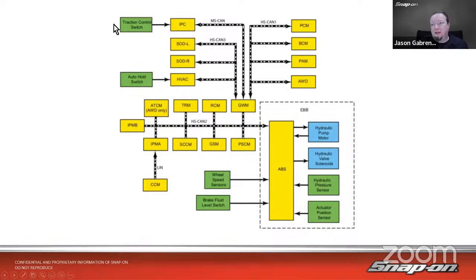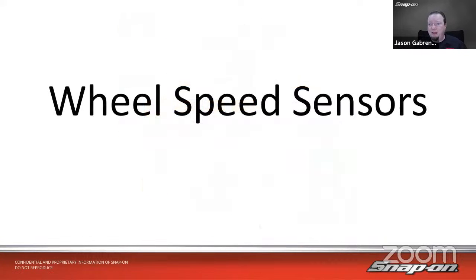And things like the different switches go in, instrument cluster, HVAC is part of this. Gateway module, ABS module itself. We have the hydraulic pump motor, hydraulic valve solenoids, hydraulic pressure sensors, actuator position sensors, brake fluid level switch, wheel speed sensors, and all these other systems can depend on each other in order for it to all work. So let's start with the wheel speed sensors.